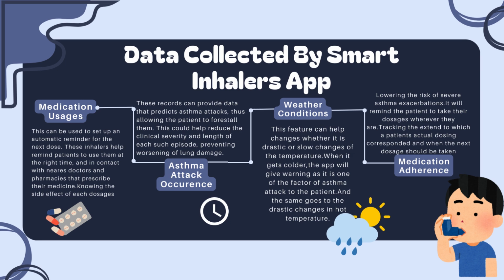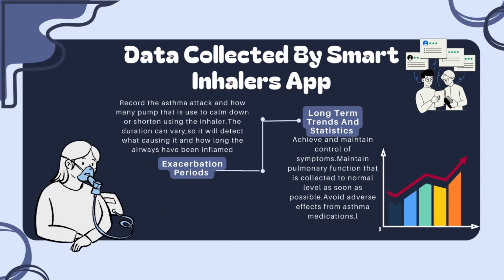Fourth, medication adherence. Lowering the risk of severe asthma exacerbations, it will remind the patient to take their dosage wherever they are, tracking the extent to which a patient's actual dosing corresponded and when the next dosage should be taken. Fifth, exacerbation periods. Record the asthma attack and how many pumps are used to calm down or shorten it using the inhaler. The duration can vary, so it will detect what is causing it and how long the airways have been inflamed. Lastly, long-term trend and statistics.